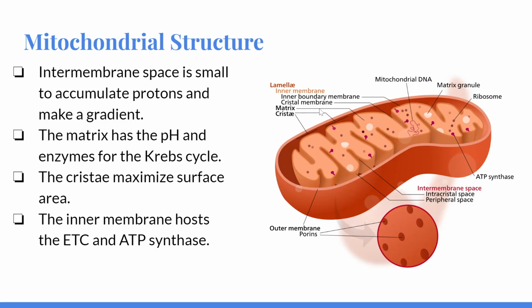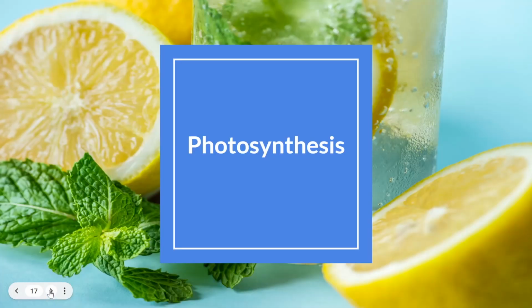So within the matrix, you have the pH needed and the enzymes for the Krebs cycle, and then the inner membrane hosts the ETC and ATP synthase. So we're going to move on to photosynthesis.